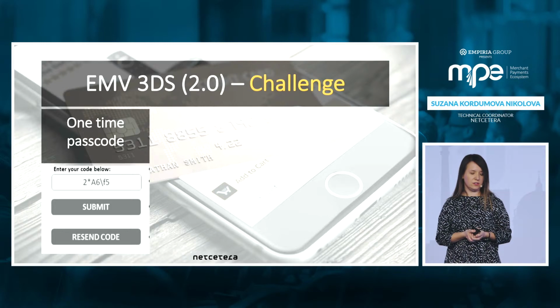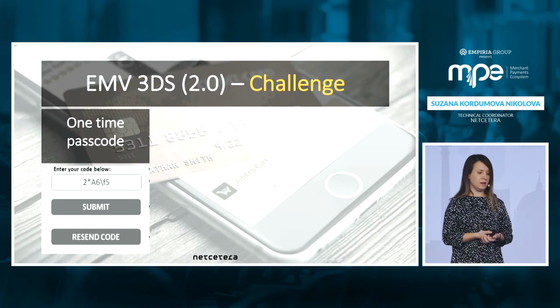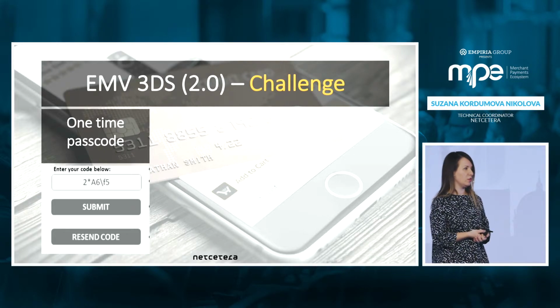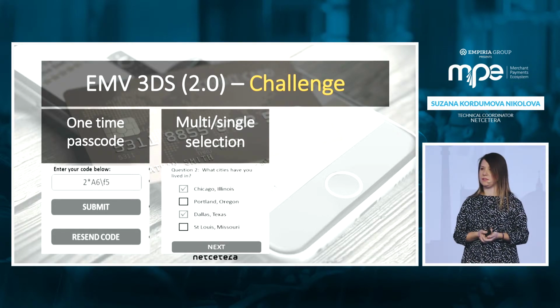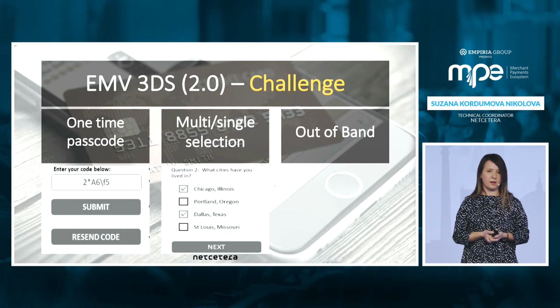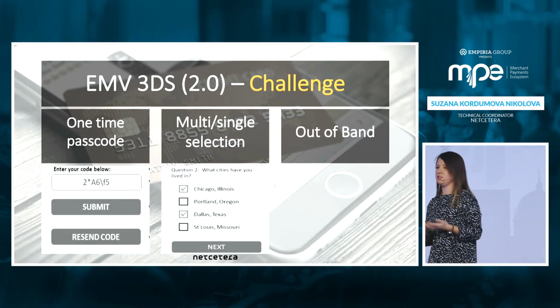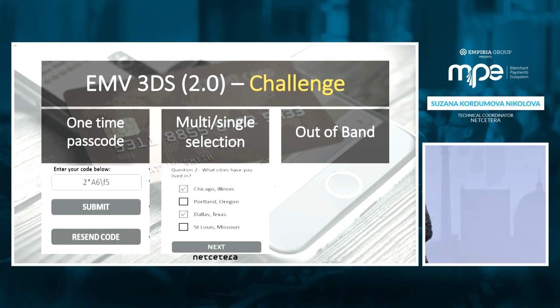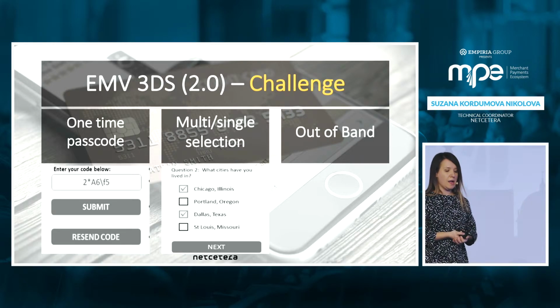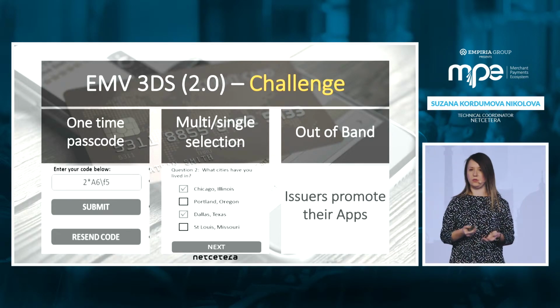There are several challenge types that are supported by the SDK. The one-time passcode, entering of an OTP, the multi and single selection, and the out-of-band challenge when the authentication can happen in another application, maybe using biometrics as well. And in this case, the issuers can also promote their applications if the authentication happens in their app.